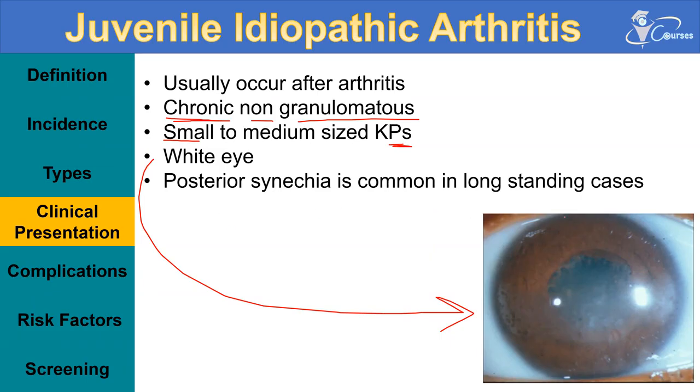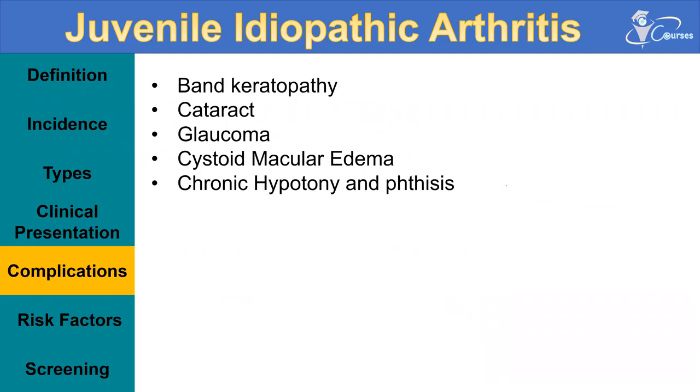Posterosynechia is common in long-standing cases. So what can we see here? Those patients have posterosynechia with adherence of the iris to the lens, and there is a band-shaped opacity in the cornea. This is a band keratopathy, and this band keratopathy is one of the causes of loss of vision and amblyopia in those children. So what are other causes?